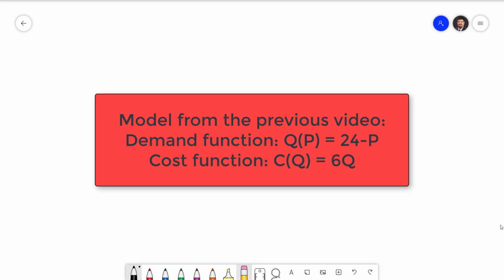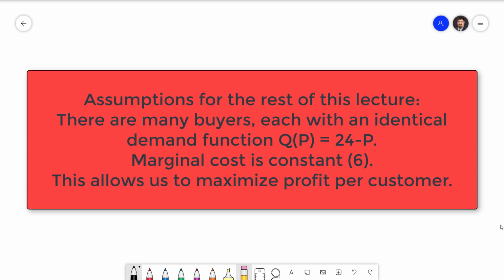The 4 pricing strategies we are going to get into here are first-degree price discrimination, nonlinear pricing, two-part pricing, and block pricing. We are assuming there are a large number of buyers in this market, each of which have the exact same demand function, given by 24 minus P.